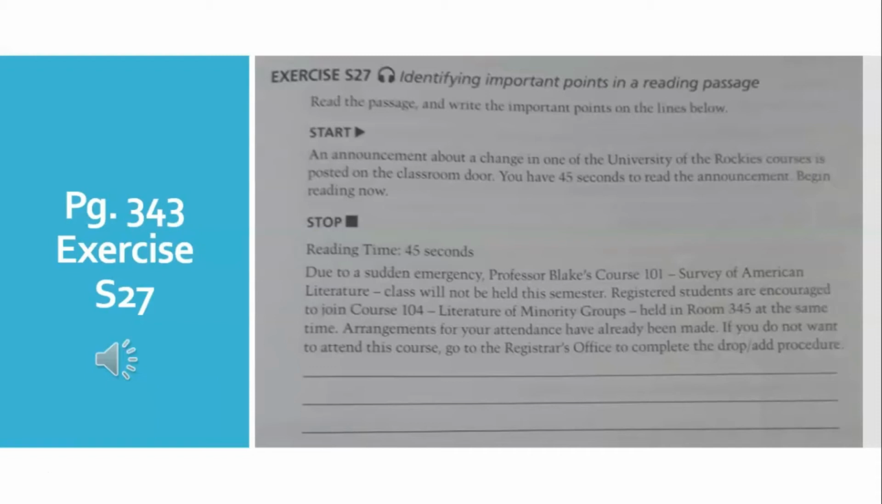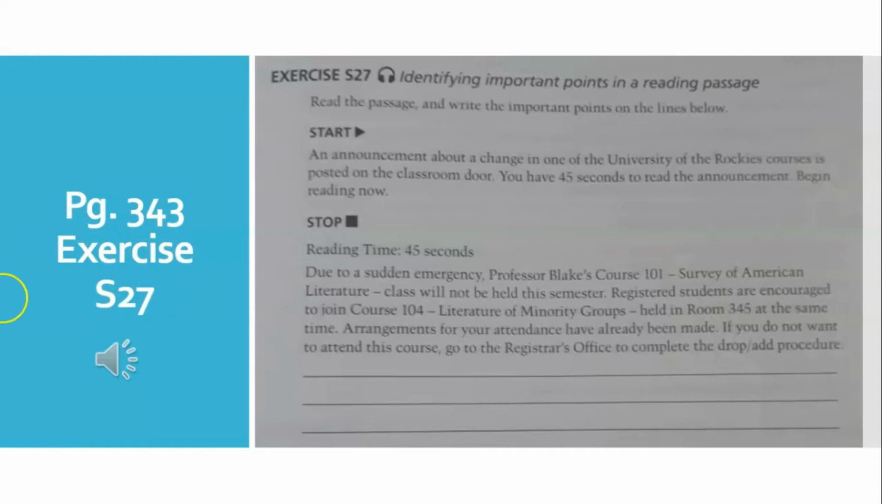Let's read the passage. Due to a sudden emergency, Professor Blake's course 101, Survey of American Literature, class will not be held this semester. Registered students are encouraged to join course 104, Literature of Minority Groups, held in room 345 at the same time. Arrangements for your attendance have already been made. If you do not want to attend this course, go to the registrar's office to complete the drop-out procedure.